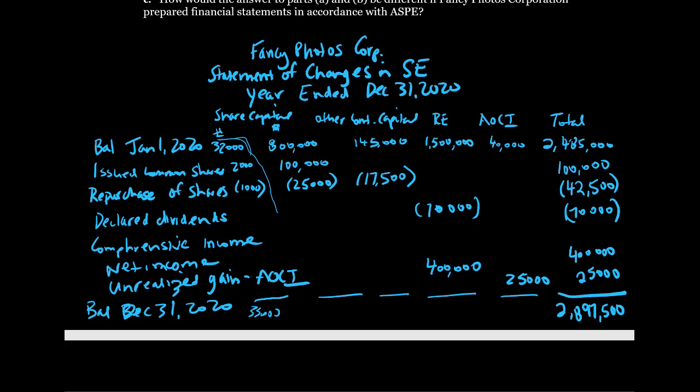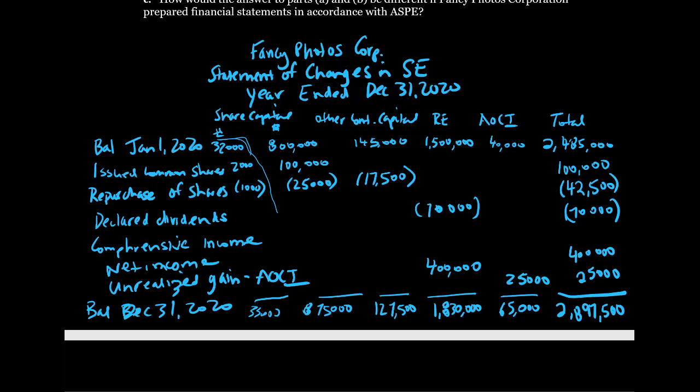The value of the share capital is going to give us 875,000. The changes in other contributed capital are going to give us 127,500, which is the beginning balance plus the changes. Retained earnings, 1,830,000. And AOCI is going to be 65,000. Perfect. So you can see that that would sum across and down. So that's what our statement of changes in shareholders' equity looks like.